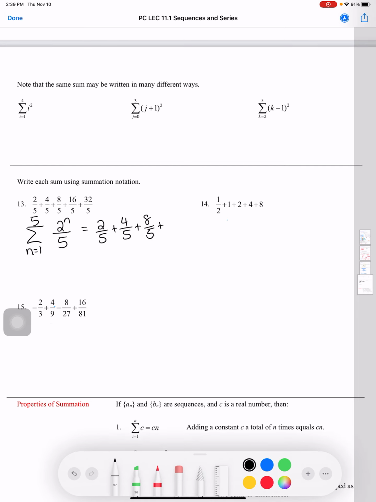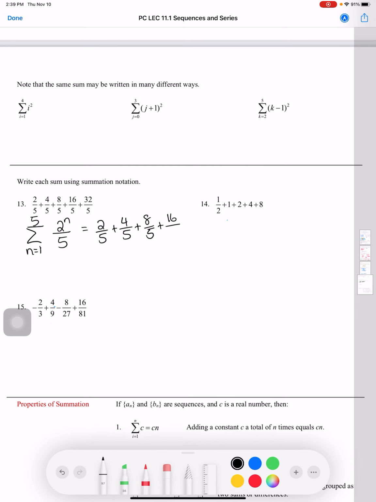And 2 to the 4th power is 16. And 2 to the 5th. So that works for me. So this, guys, would be our answer. That is writing that sequence there in summation notation.